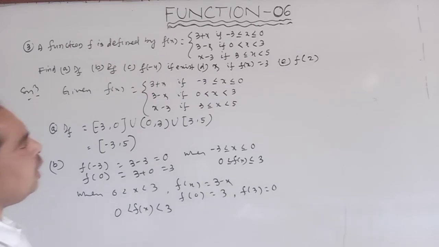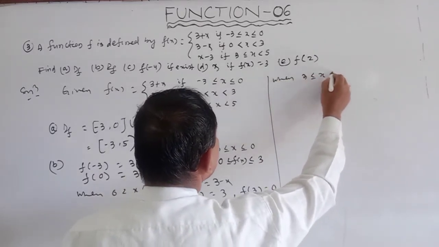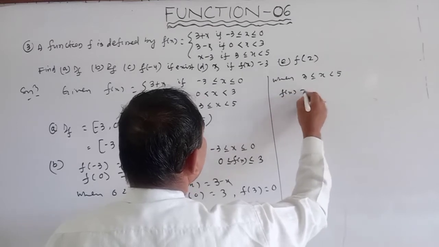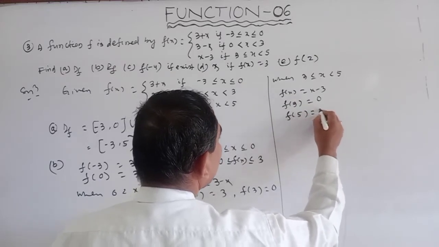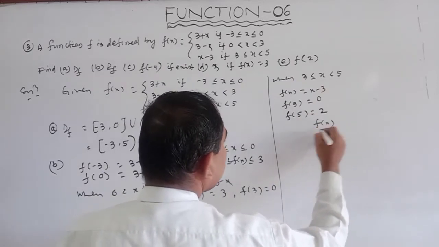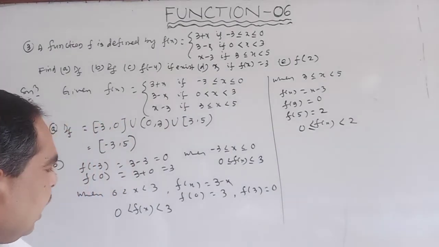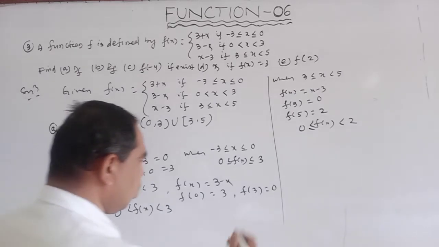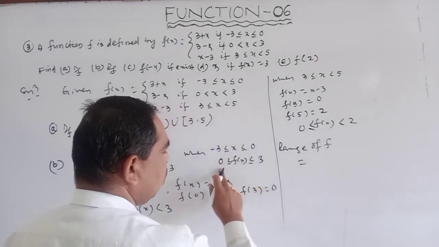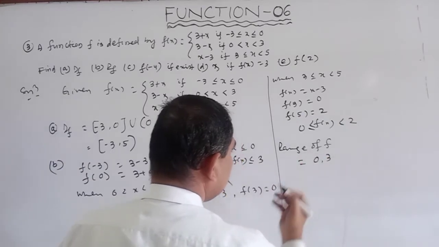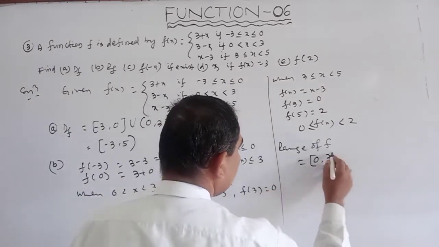Next, when x lies between 3 and 5, when 3 is less than or equal to x less than 5, what is f of x? It is x minus 3. So f of 3 is equal to 0, and f of 5 is equal to 5 minus 3, which is 2. So f of x lies between 0 and 2. So the range of f is 0 to 3.